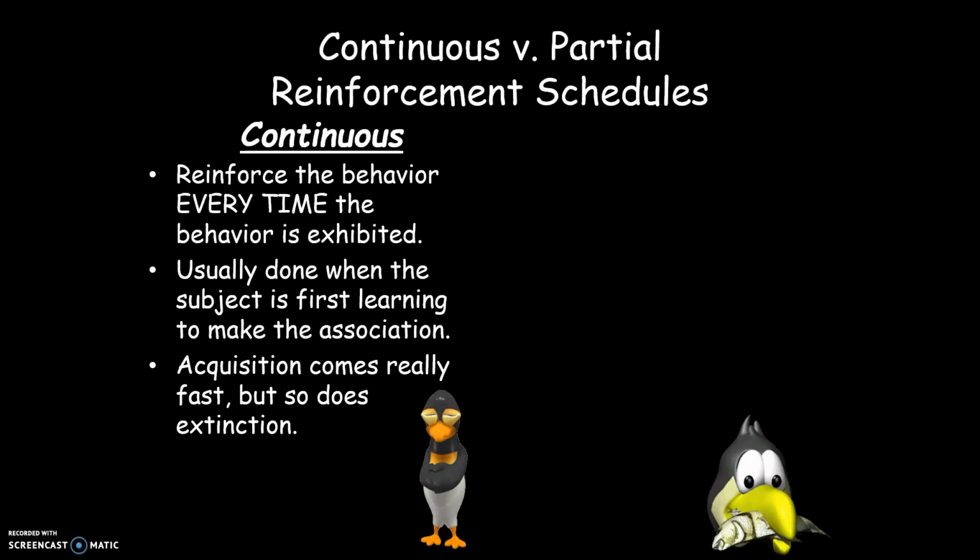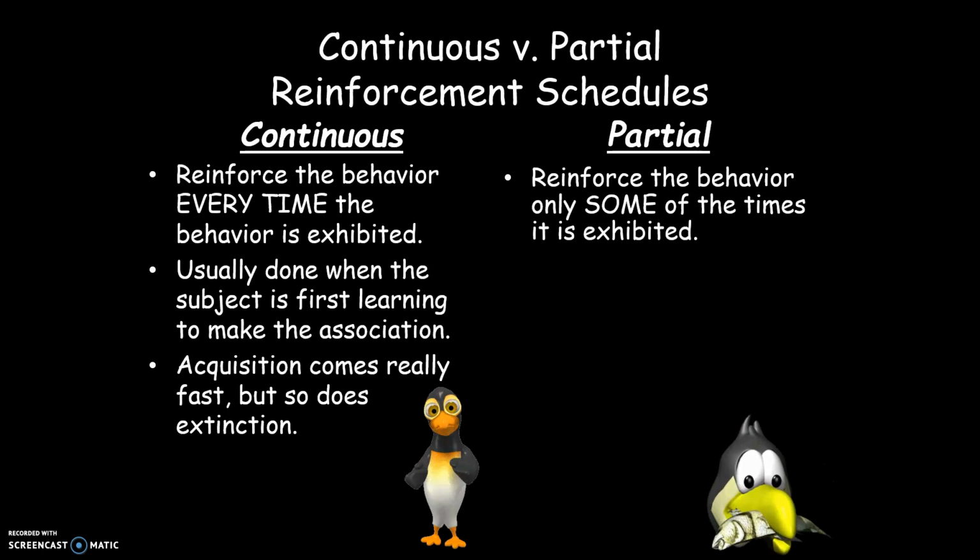So with a continuous schedule, acquisition comes really fast, but so does extinction. As soon as, say, you stopped getting tardies for coming to classes late, or stopped getting penalized for turning in work late, you're just going to start saying, well, it's not as big of a deal. I don't need to come to class or turn in work or whatever on time.